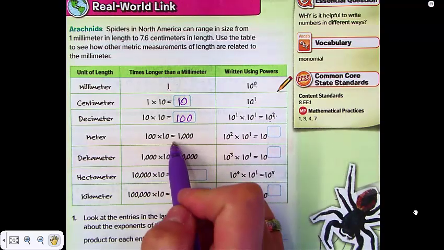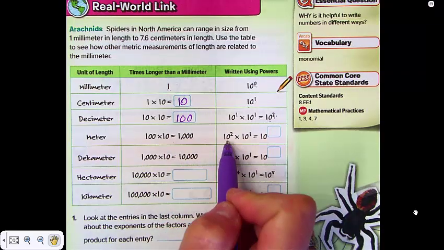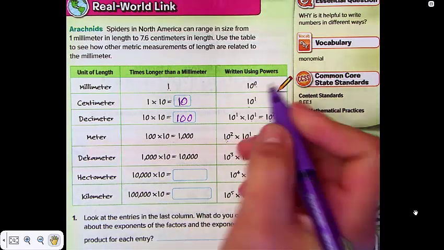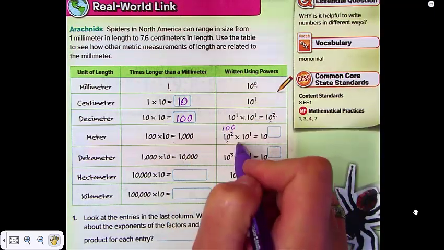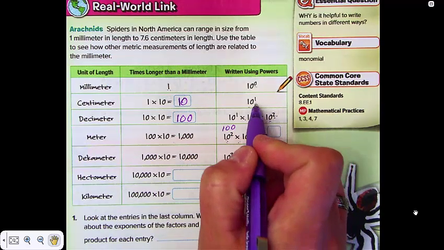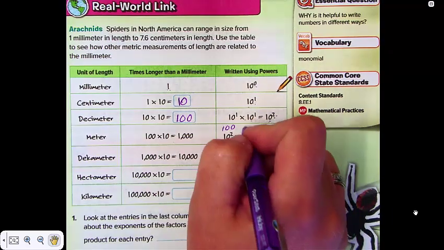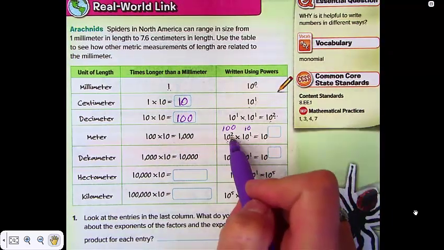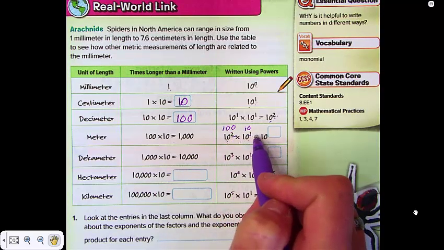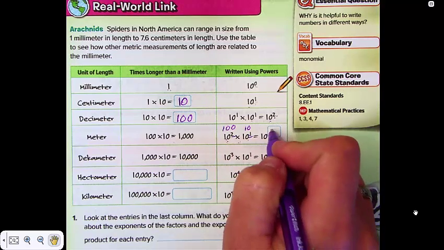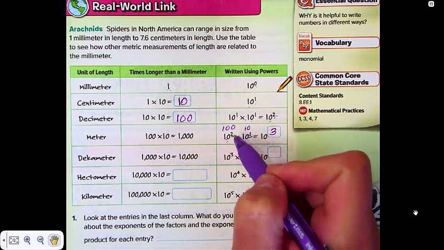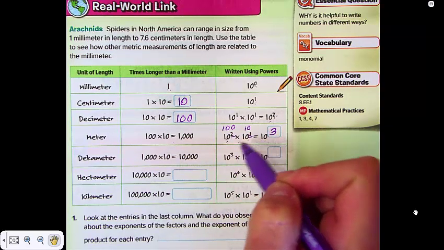If we look here, I have 10 squared, which is this one, so I have 100 here, and times 10 to the first power, which we know is just 10. But what we end up with is 10 to the third power. Here I have 2. Here I have one more, so I add those together, so it's 10 to the third power, which would be 10 times 10 times 10, or 1,000.